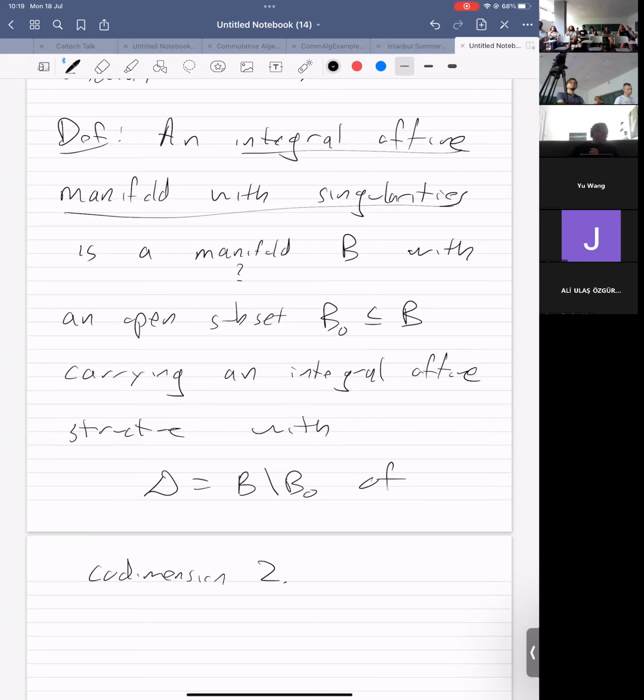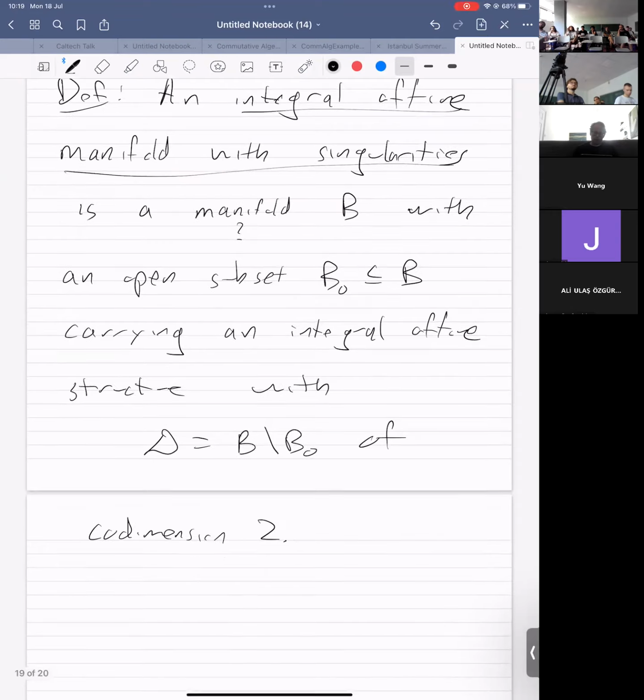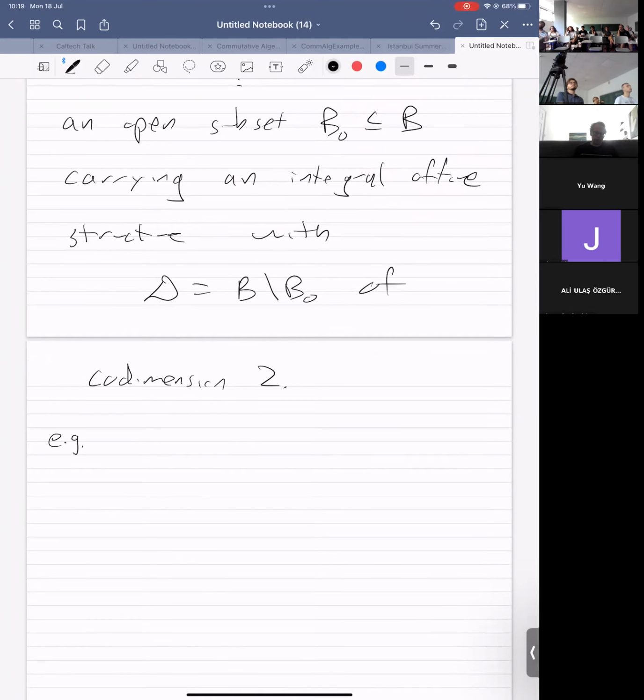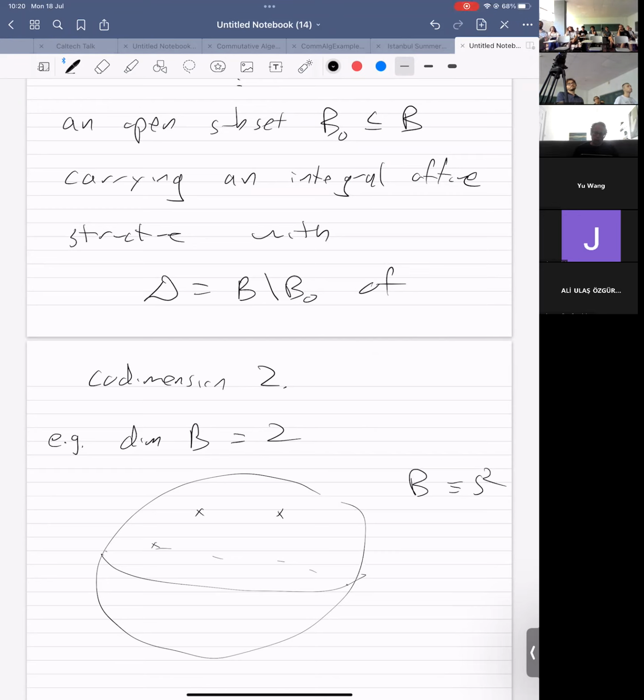So there are a lot of examples of these. For example, in dimension 1, obviously, there's nothing interesting there. Delta has to be empty. But in dimension 2, it is possible to construct examples of 2-spheres with 24 singular points, so 24 points of delta.